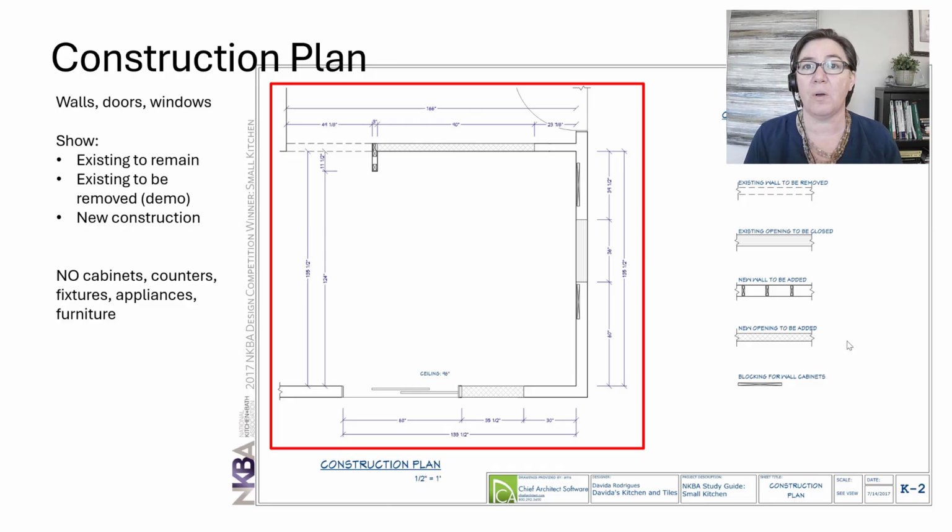So what do we show on this plan? We show anything that's existing to remain. We show anything that is existing to be removed or demolished, and we show new construction. Notice we're not showing any cabinets, countertops, fixtures, appliances, furniture. We are just showing walls, doors, and windows in this set.